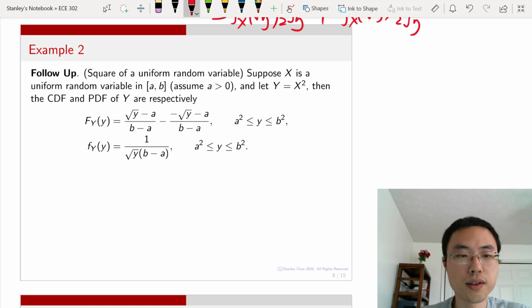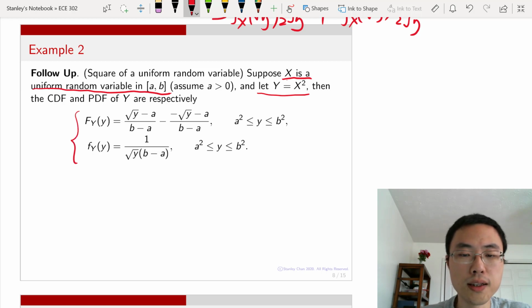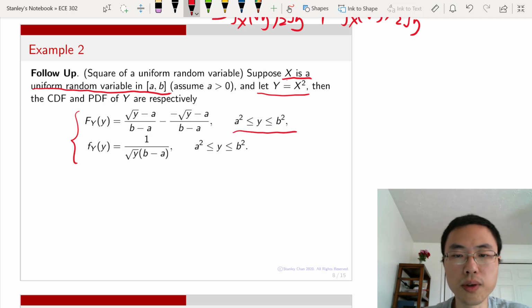This slide is a follow-up question, which says that if you indeed assume that X is a uniform random variable in a range of a and b, and then you let Y equals X squared, then the CDF and the PDF you can find in this way. Okay, and then the range of Y would be living in between a squared and b squared, because if X is between a and b, then of course Y is between a squared and b squared.